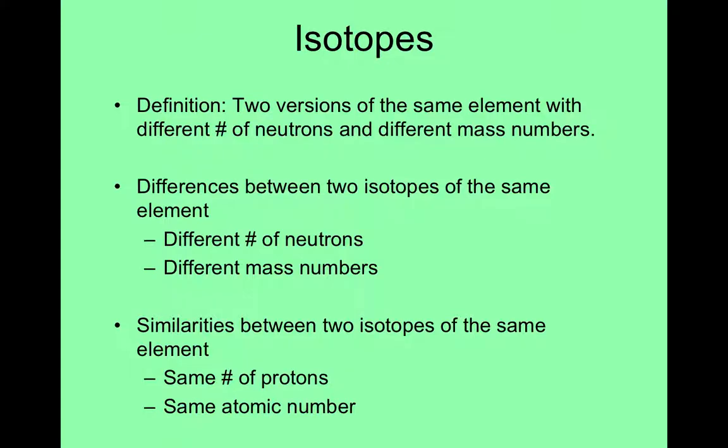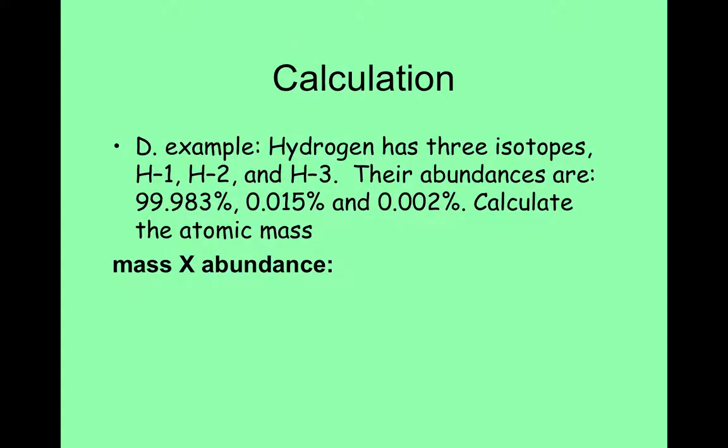I prefer if you don't talk about electrons for these isotope questions as either a difference or a similarity, because the number of electrons, we'll see, is going to relate to whether an element is an ion or not, but it's not really relevant for whether an element is an isotope. And so that's why we don't really want to talk about electrons here.